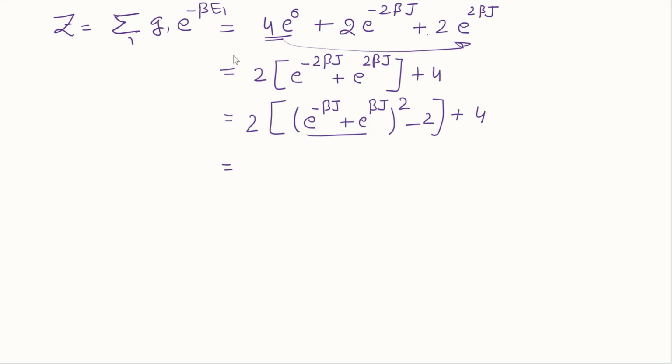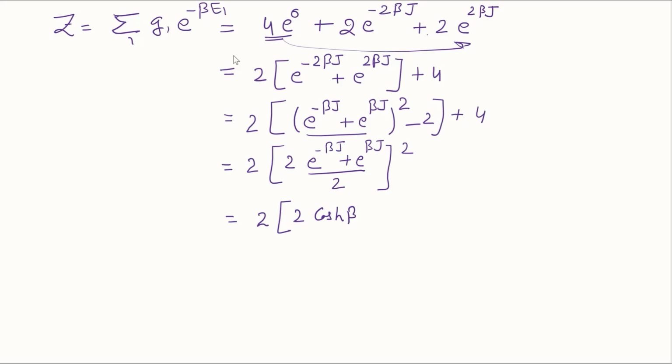And this is further equal to 2 multiplied by 2, and then e power minus beta j plus e power beta j divided by 2, and its square. So here 2 into 2 minus 2 will give us minus 4, and that will cancel with 4, so we are only left with the term inside this bracket and this factor 2. And this is nothing but 2 multiplied by 2 cos hyperbolic beta j, and its whole square.